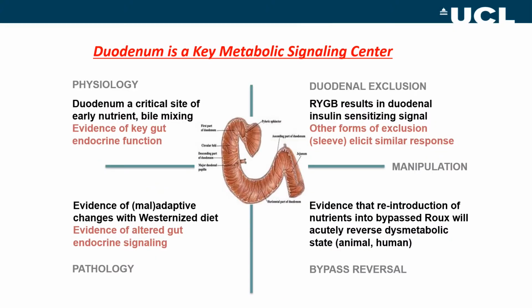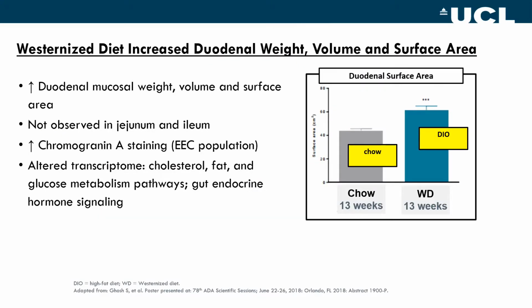So the duodenum is really key as a metabolic signaling center, not just physiologically, but also in recognizing westernized diet and signaling altered endocrine and exocrine function. And we know that if we exclude the duodenum, this signaling changes, and so if there's anything that we can do to alter the duodenum, we may be able to improve insulin resistance.